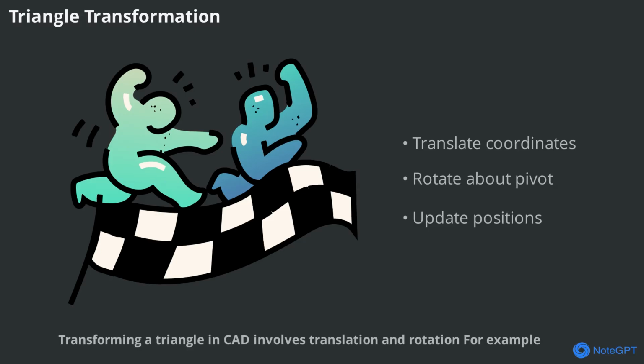Transforming a triangle in CAD involves translation and rotation. For example, translating triangle PQR by +4x and +2y, then rotating 90 degrees counterclockwise about the new pivot changes its coordinates. This demonstrates how CAD handles geometric transformations, enabling precise manipulation for design and analysis.